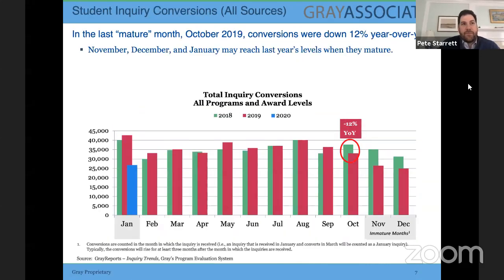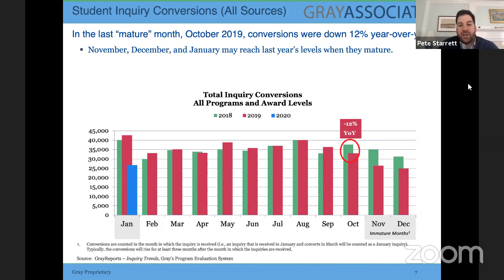And then going a step further, we always touch on conversions as well. Conversions, to define it here, are essentially the inquiries that move on to the next step in the funnel or the next stage. So they're not necessarily enrollments, but these are all of the inquiries that move to that next stage in terms of filling out some type of application. And what we see here actually is that in our most recent mature month, October of last year, it's now down 12% after a pretty strong run of consecutive months of growth compared to the prior year.